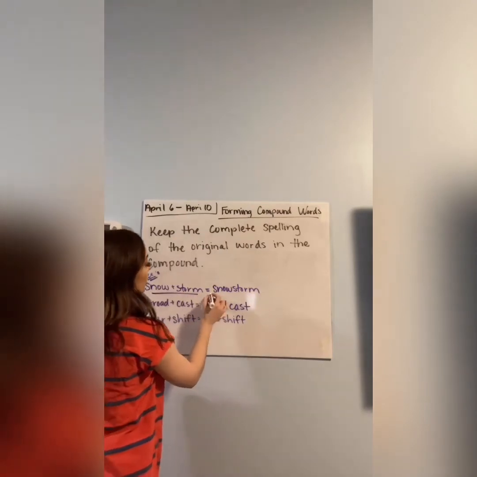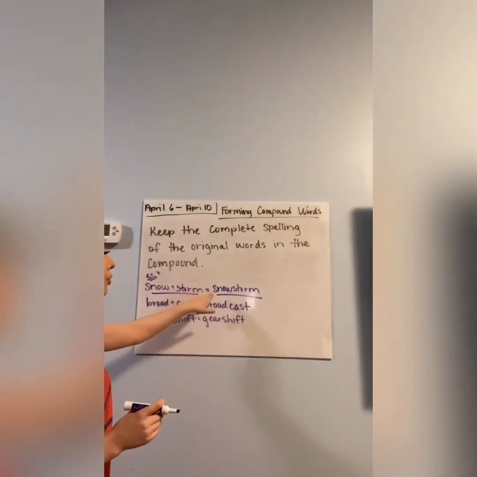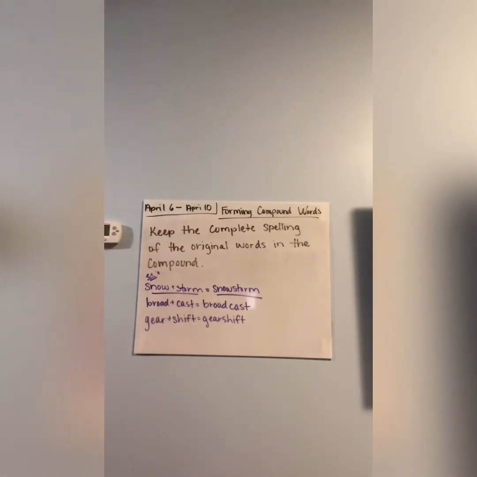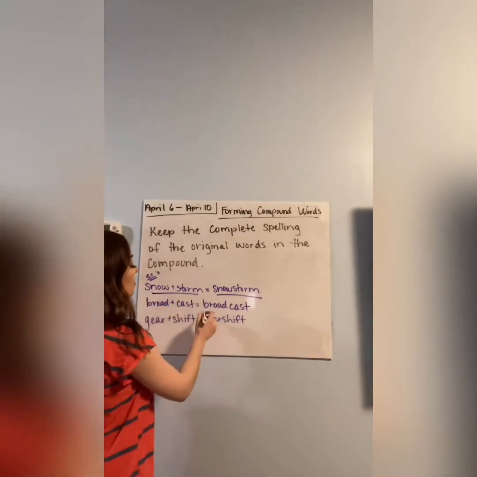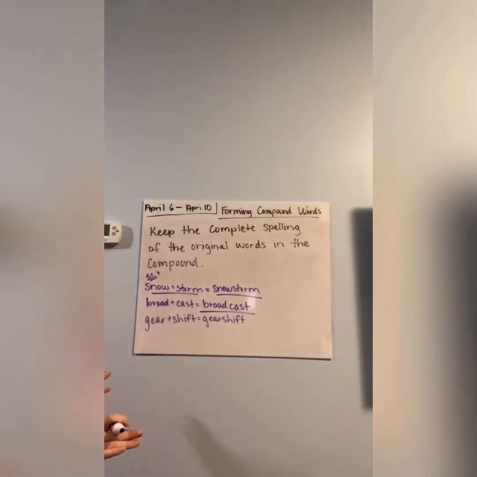So your word would be snowstorm. All you did was combine those two words and make it one word. It's as simple as that. If you look at the word broad, you have broad and you have cast. You would just combine those two words to make it a compound word. That's all you're doing. You're just combining the words. You're not changing the spelling of the words. You're keeping the original spelling and just combining them.